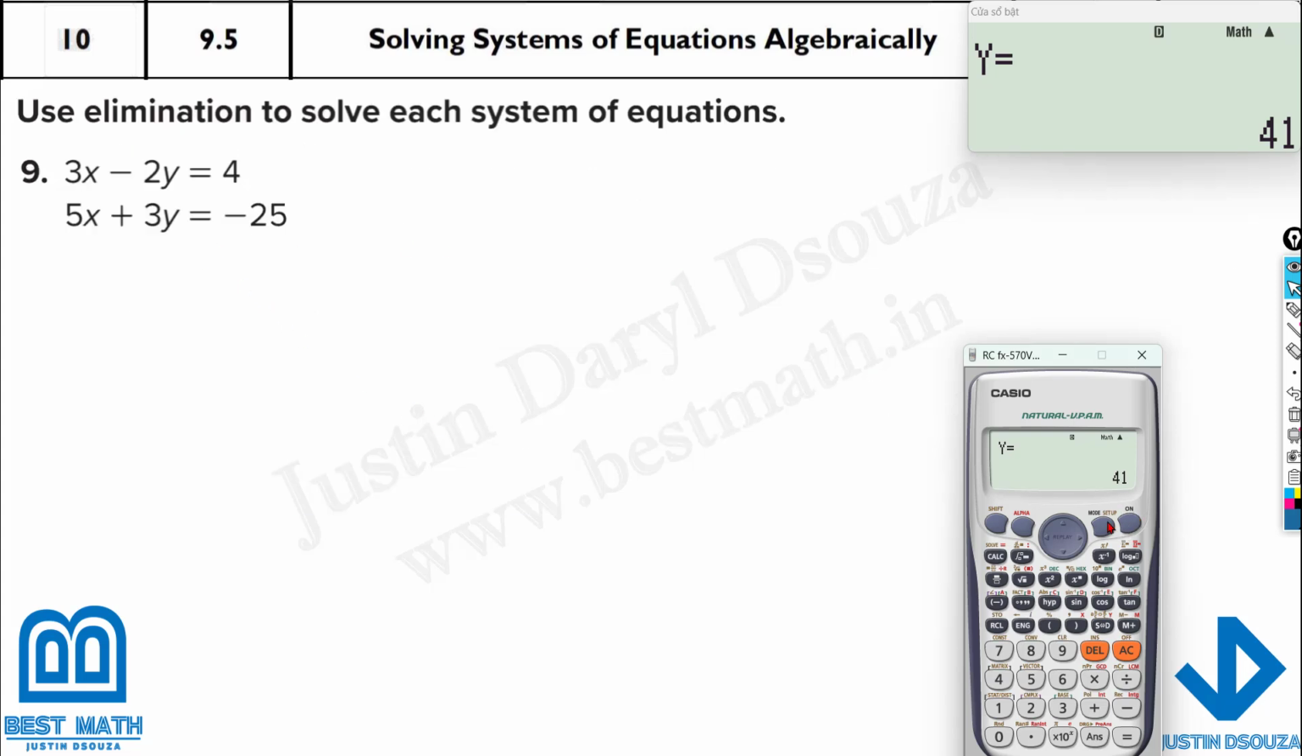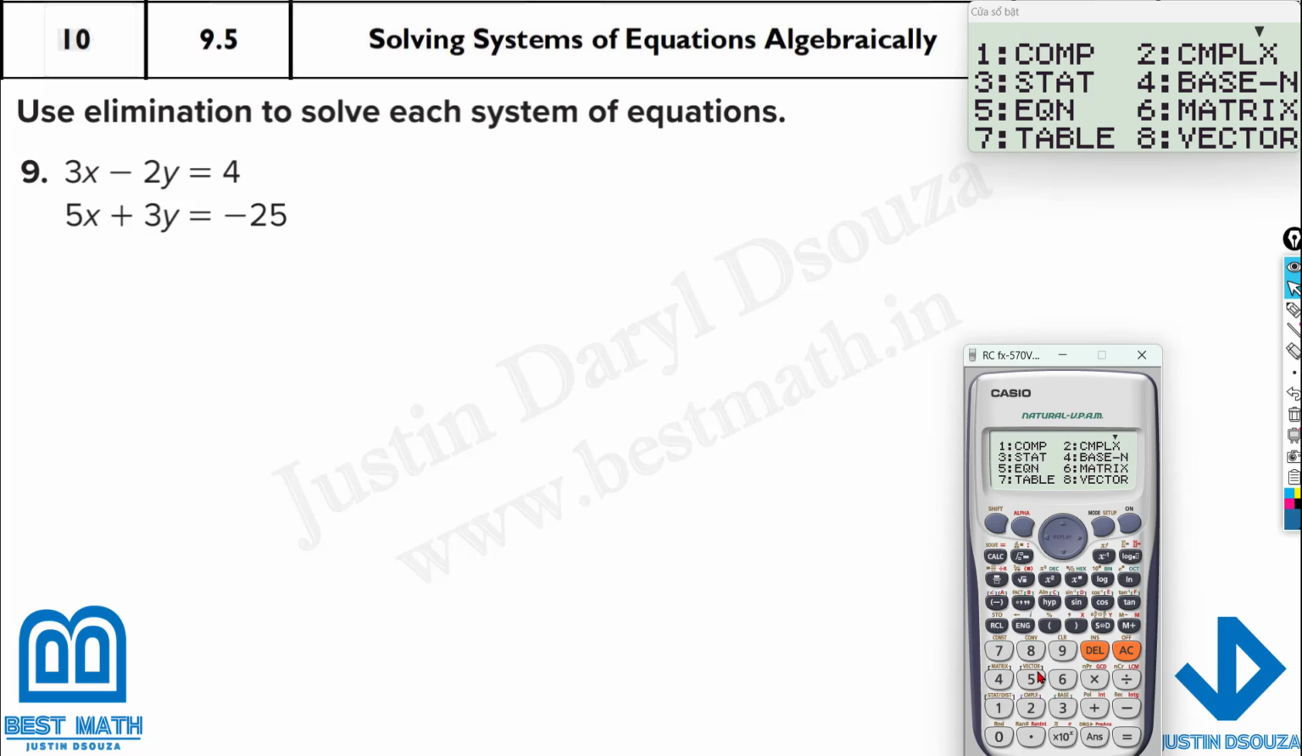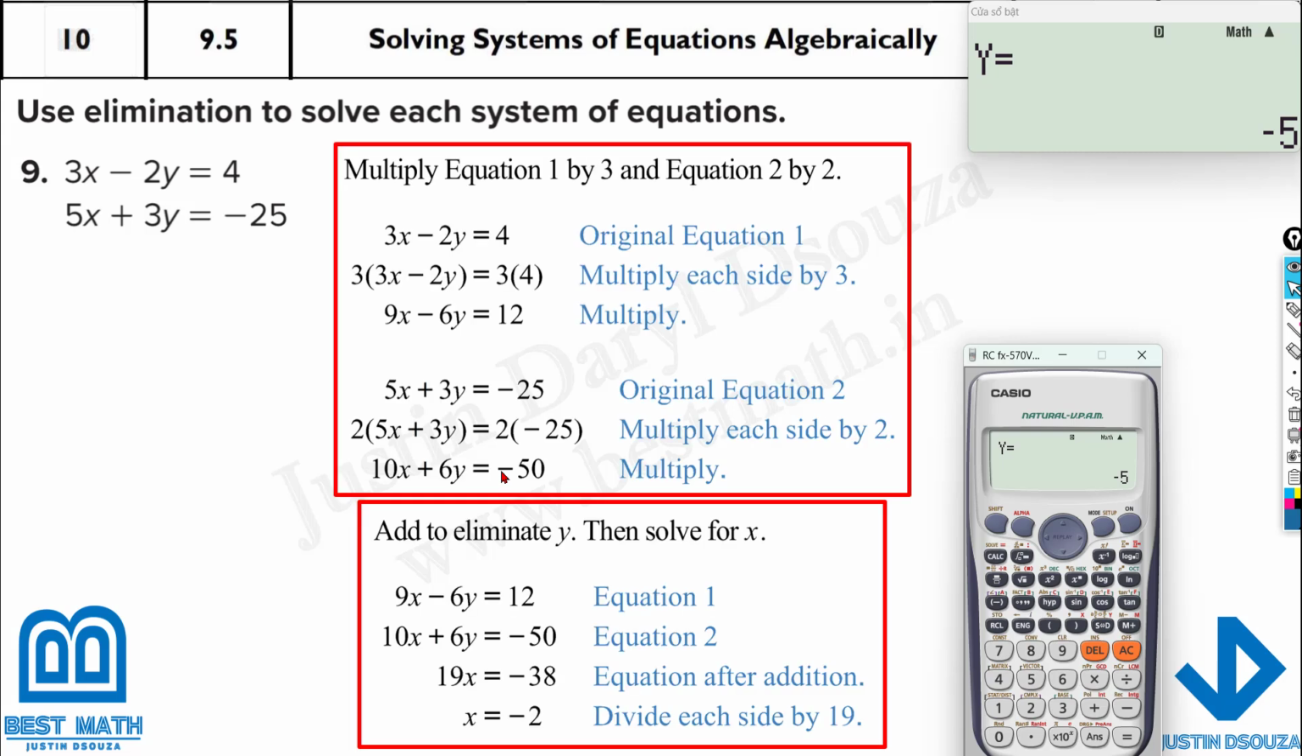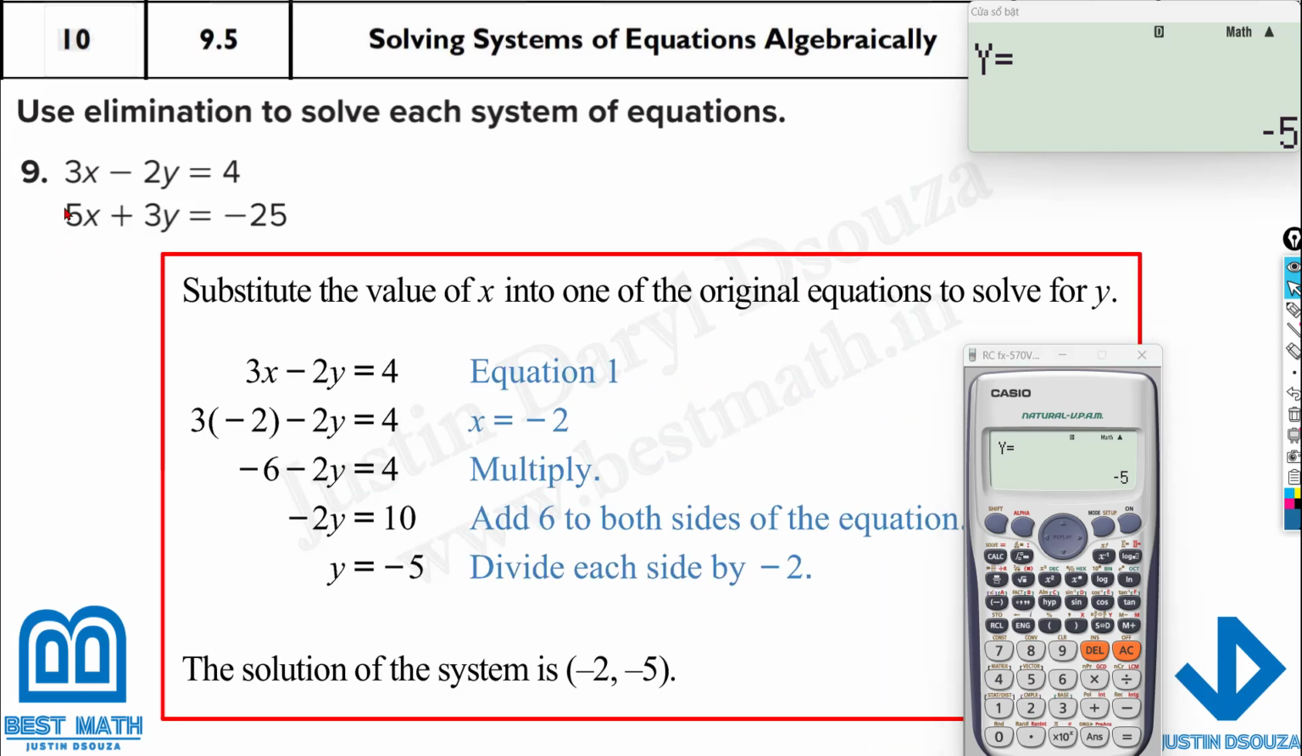Again, these are all the same problems which we did a while ago. Mode 5, 1. Just type it out. 3, minus 2 and 4. Here we have 5, 3 and minus 25. So the answer is minus 2 and minus 5. That's the final answer. Just make sure that the x and y are together and the constants are separate. Generally we write x first, so remember even in the second equation, x is first, then the y's are taken.